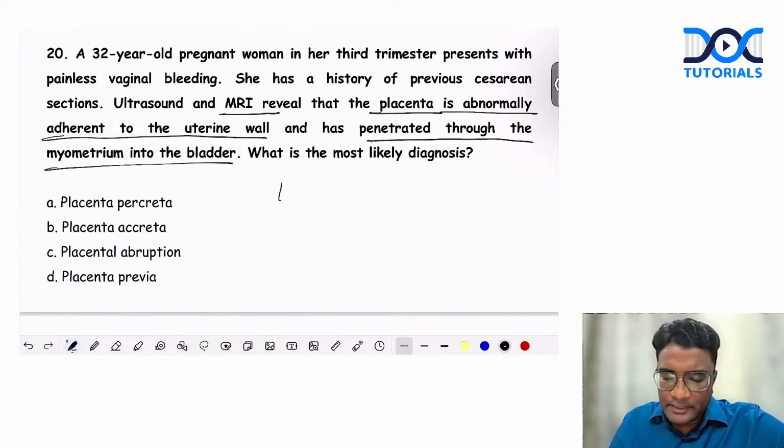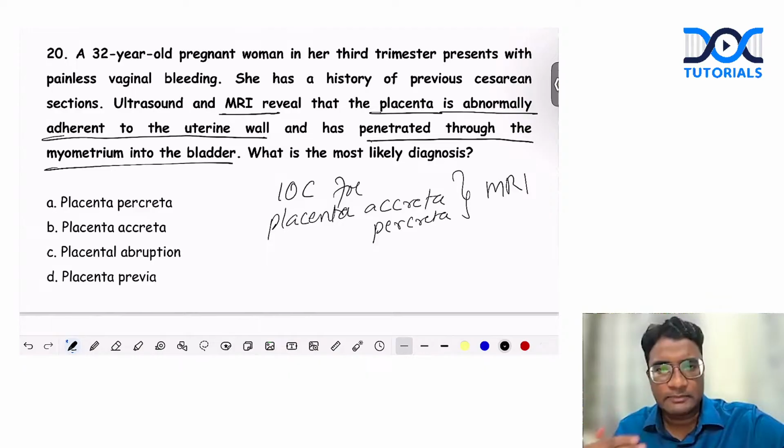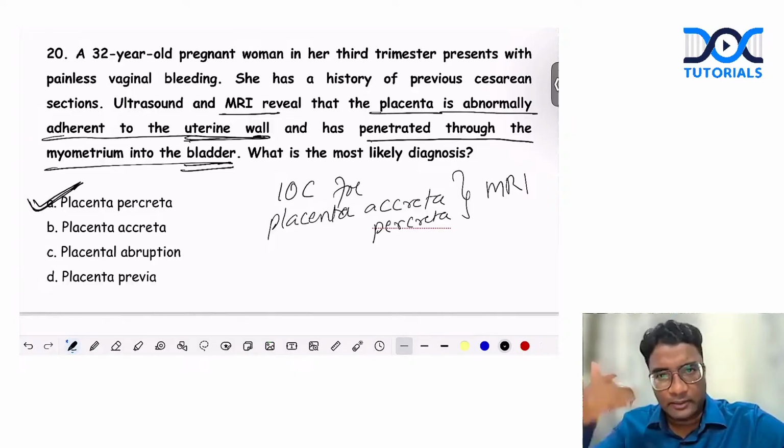Remember, the investigation of choice for placenta accreta, percreta, this is MRI. We study pelvic adenomyosis, placenta increta, percreta, right? All of this is MRI. Now, when it is invading the wall and the surrounding tissue, you are dealing with placenta percreta. So they mentioned uterine wall and the bladder. This is placenta percreta.